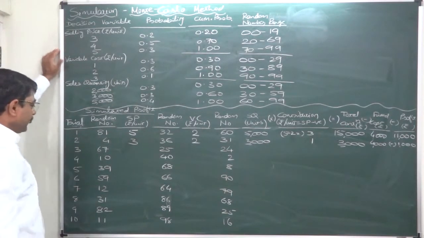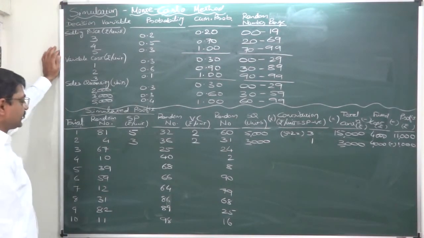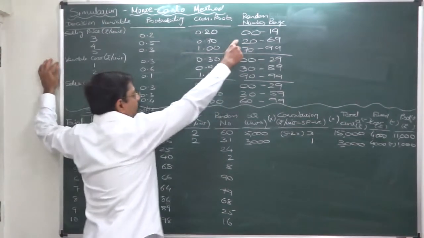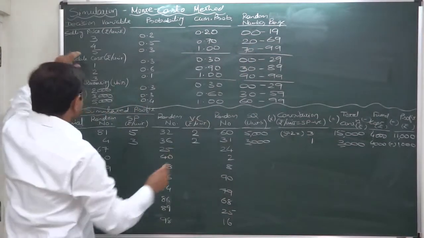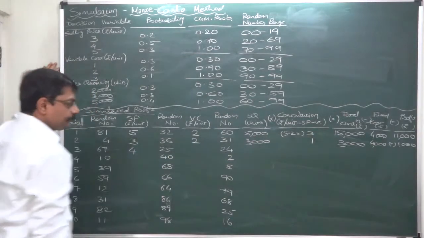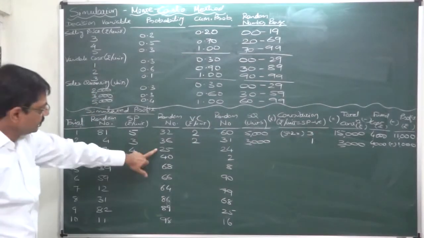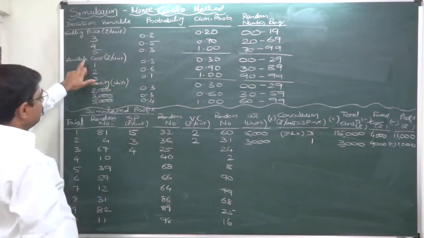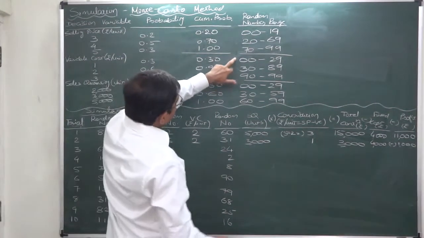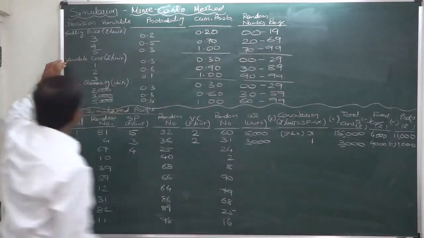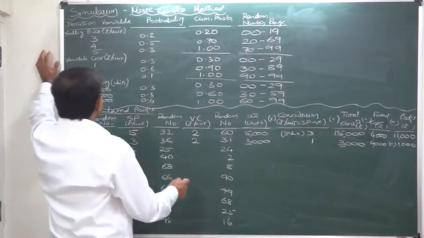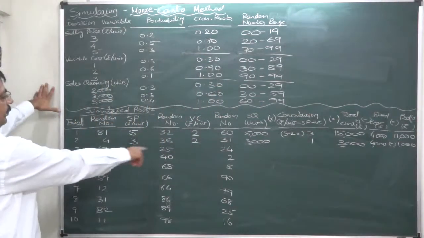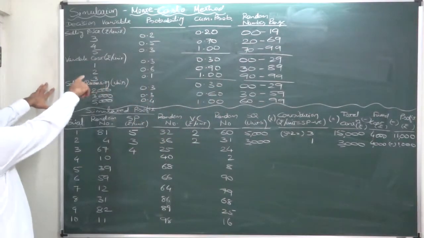Third trial. The first number is 67. That is for selling price. It falls in the range 20-69. So the relevant selling price comes to 4. Second random number in this trial is 25. That falls in the range 00-29 and stands for variable cost. So the variable cost is 1.